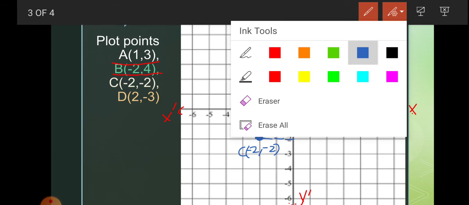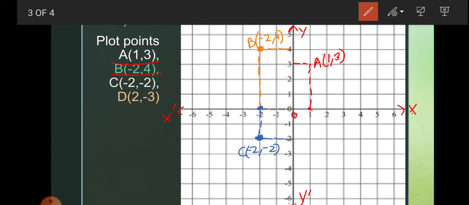Now to plot point D (2, -3), we start from the origin O and move 2 units to the right of O along the x-axis and reach the point marked 2. From there, we move 3 units downward along the y-axis. Mark the point at that place and write D (2, -3).